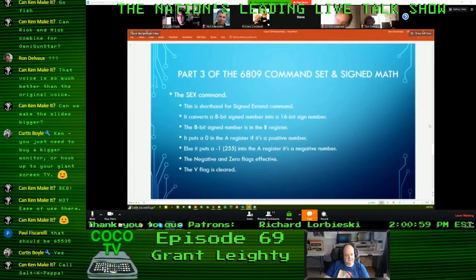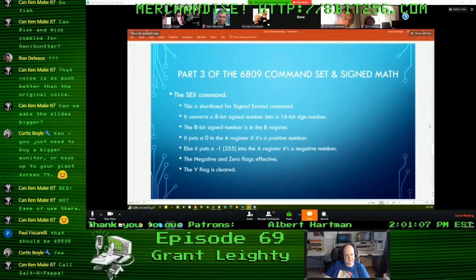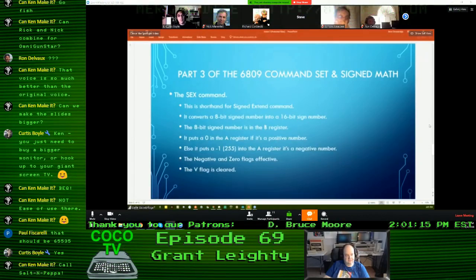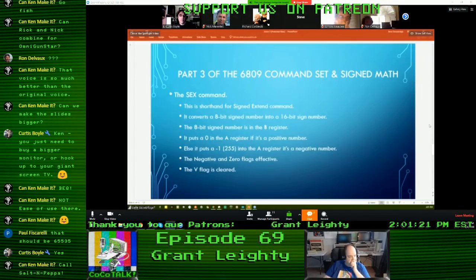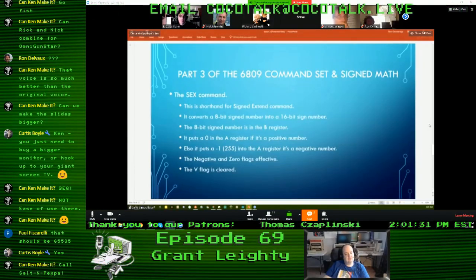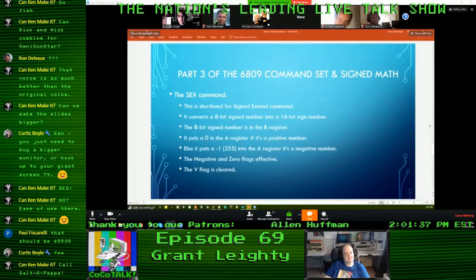So basically, if it is a positive number, the A register becomes 0. If it's a negative number, it becomes 11111111, in other words, 255 all the way across. All the bits are set. And that's effectively what it's doing there. But what it does for the final answer is it's a 16-bit version of your 8-bit signed number. So it can vary from negative 128 to positive 127, but the D register now reflects the complete sign that it needs to be.